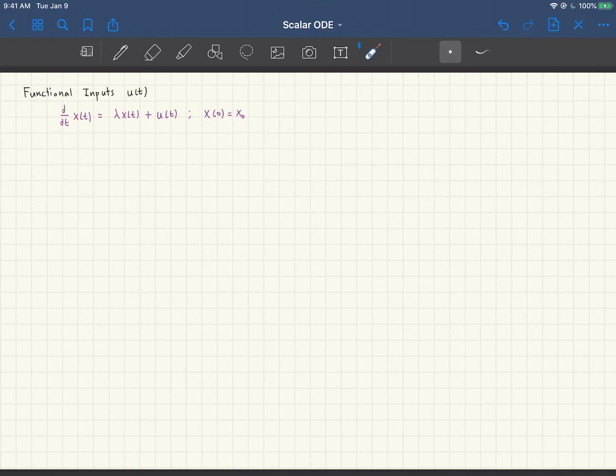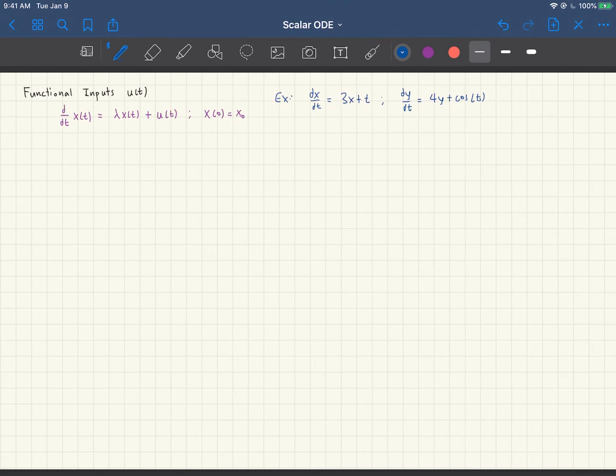The last topic we're going to be going over today is functional inputs u of t. Let's say we have the differential equation dx dt is equal to lambda x plus u, but now the u, instead of being a constant, is a function of t. An example of this is something of the form dx dt is equal to 3x plus t. Another example, dy dt is equal to 4y plus cosine of t.